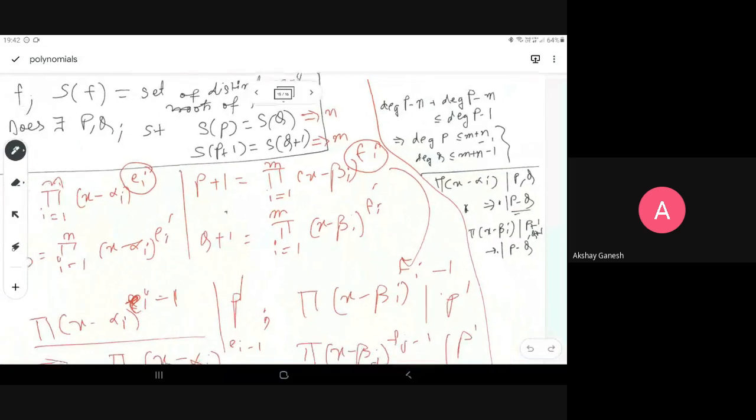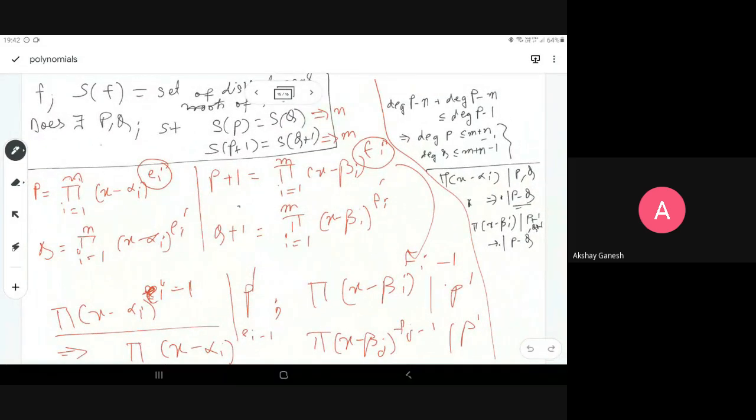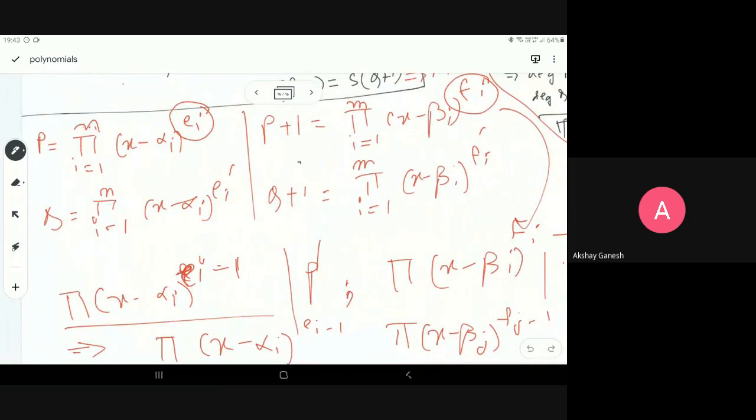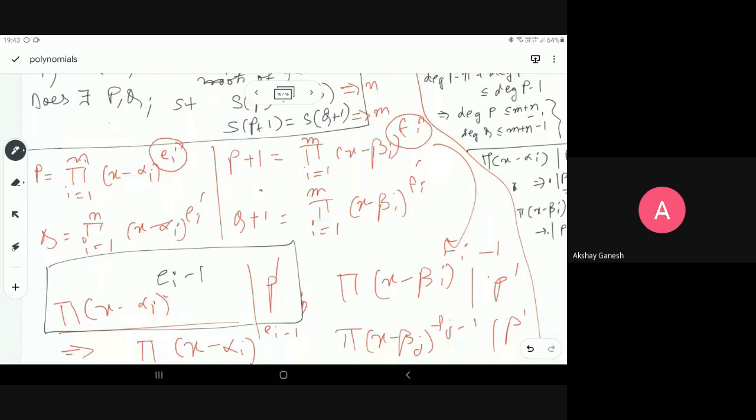Okay, do you agree with the fact that this holds, the black box? Yes. Right. And you also note that this holds because we are just differentiating p plus 1, right? So now p and p plus 1 cannot have any roots in common, because they are separated by 1, right? So alpha i and beta i are completely distinct, right?